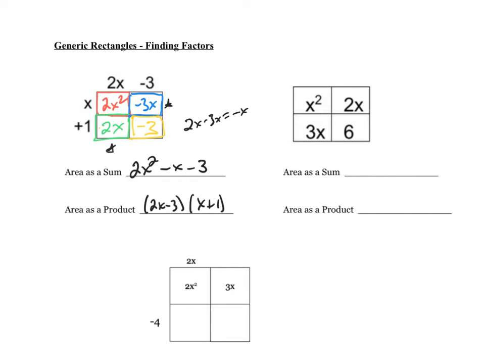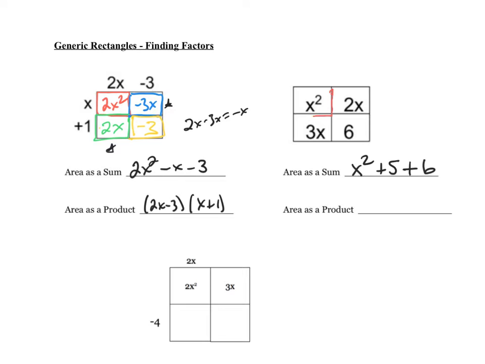To the right, this is what we're asking you to do today, where I give you the inside of the rectangle, and you try to figure out what was on the outside that got multiplied together to give me that inside. So we already have the area as a sum, because I already have the inside boxes. And that diagonal is a like term, so it's 5x plus 6. Area as a product, now here's where it gets fun, because we want to try to figure out what is on the outside of this rectangle.